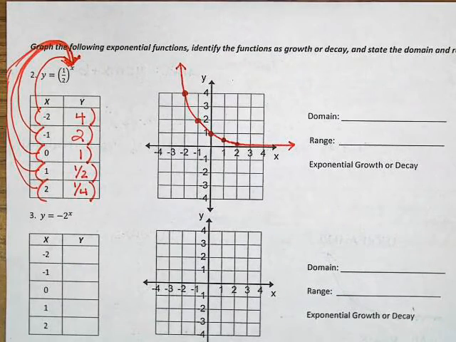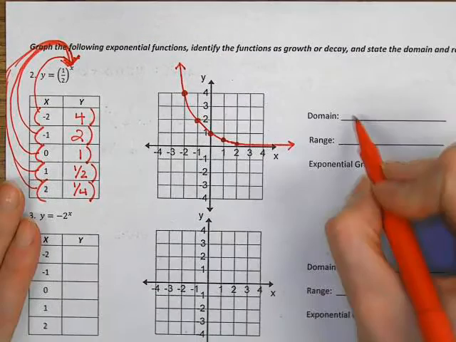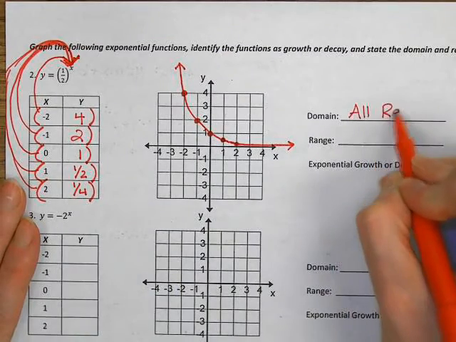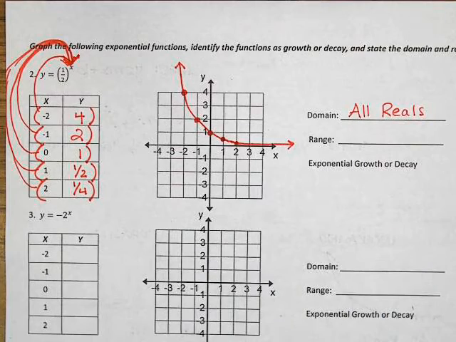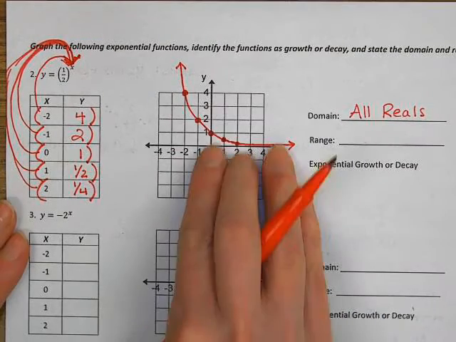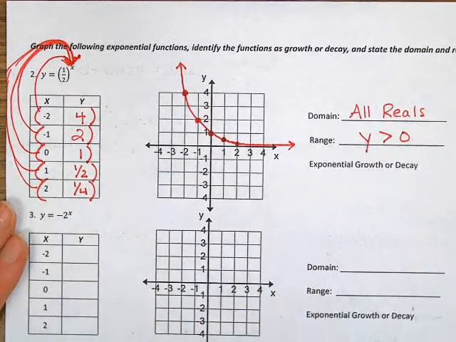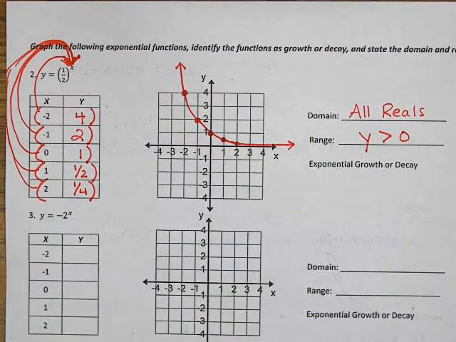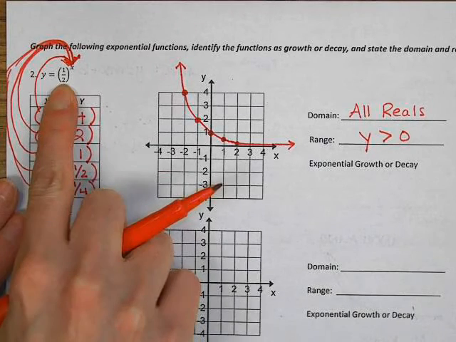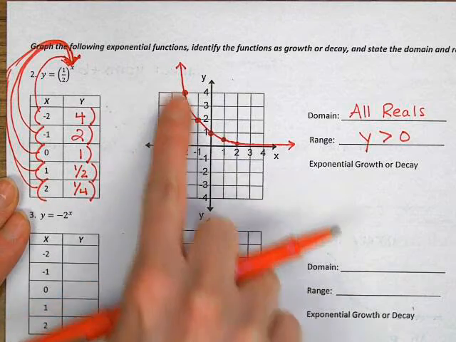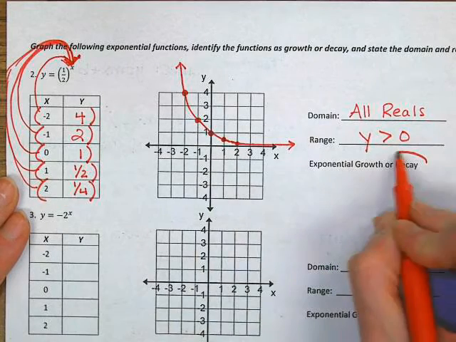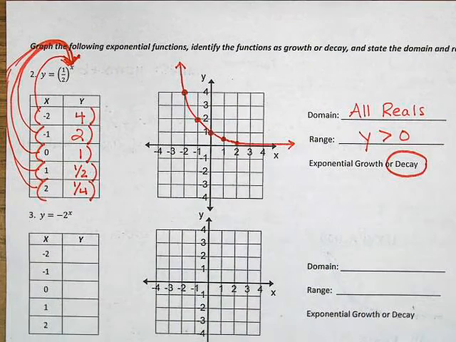Okay, if you guys remember from the front, domain is always all reals. And range, it looks like the whole graph is above 0. So y is greater than 0. And then the question is, is it a growth or a decay? Well, the base is smaller than 1 and the graph is going down, so I bet you guys would know that it is a decay.